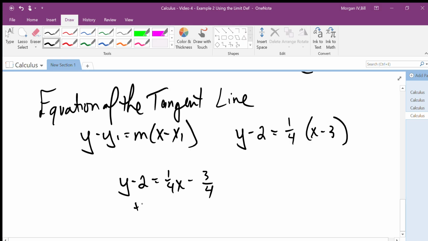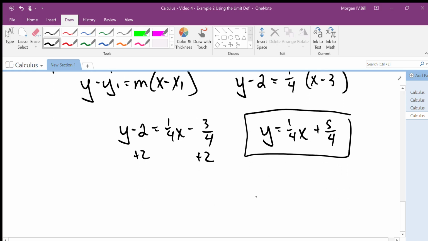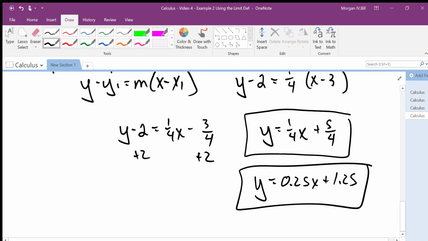Adding 2 to both sides, add 2. We get y equals 1/4 x, let's see, that'd be 1 1/4 left over, or if you want to write that as 5/4 or 1 1/4, either way is fine. Or if you want to use decimals, I'm okay with that. Y is 0.25x plus 1.25. You know, whichever one makes you happy on the equation of the tangent line.